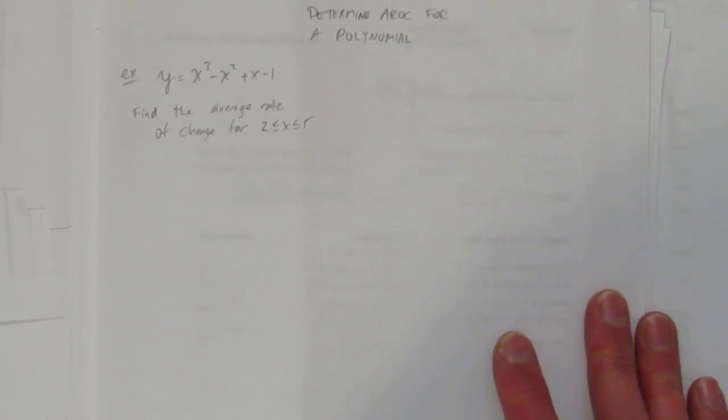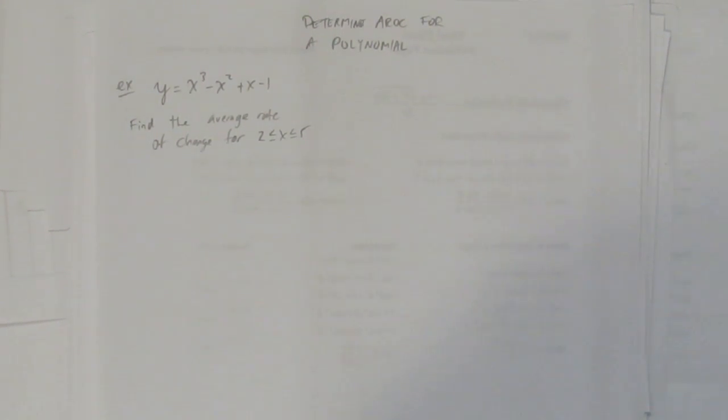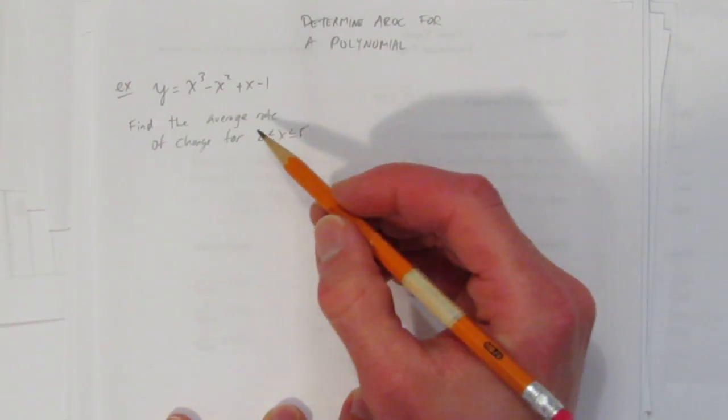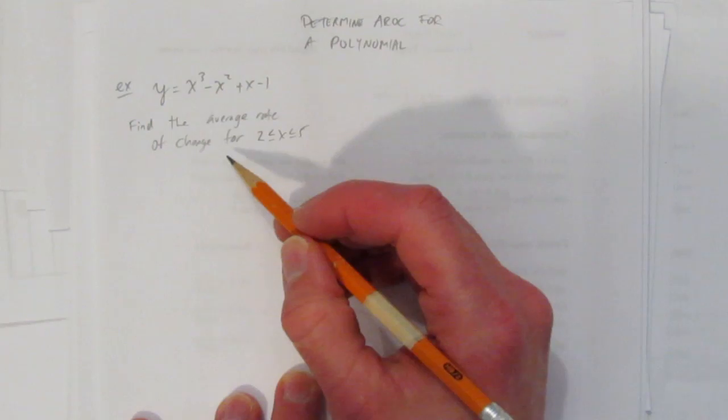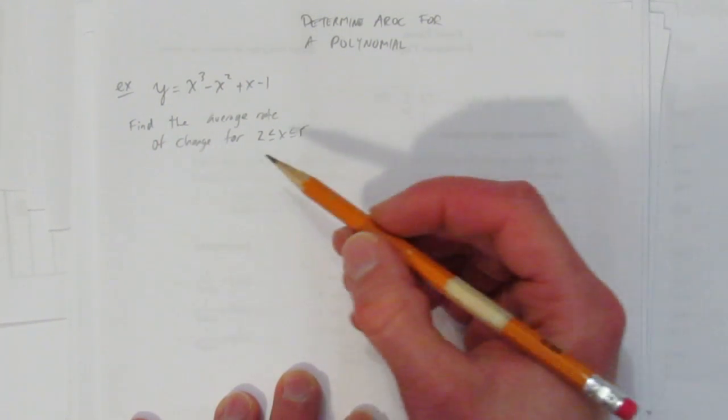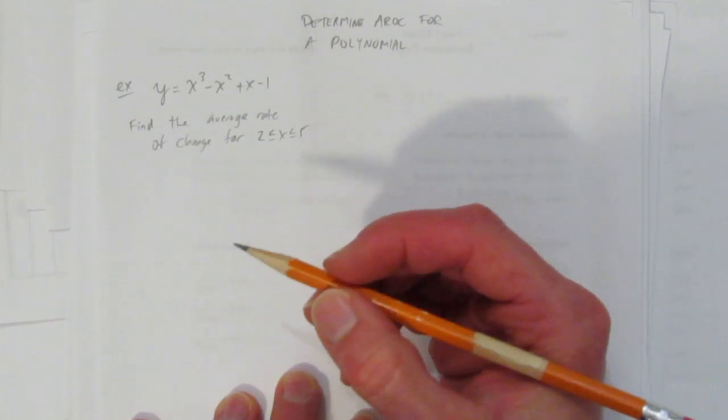In this video, we'll look at how to determine the average rate of change, or AROC, for a polynomial. The polynomial I wrote down was y equals x cubed minus x squared plus x minus 1. The question asks, find the average rate of change for 2 is less than or equal to x is less than or equal to 5, which means find the average rate of change between 2 and 5.